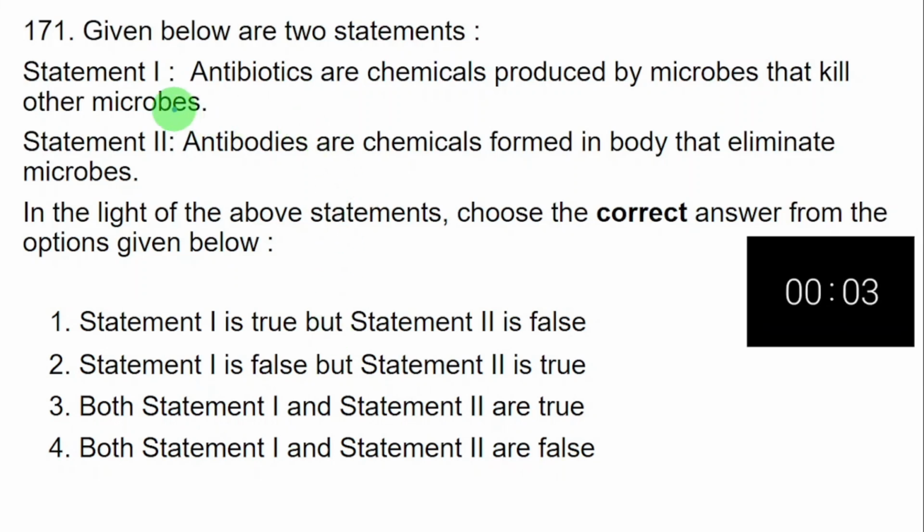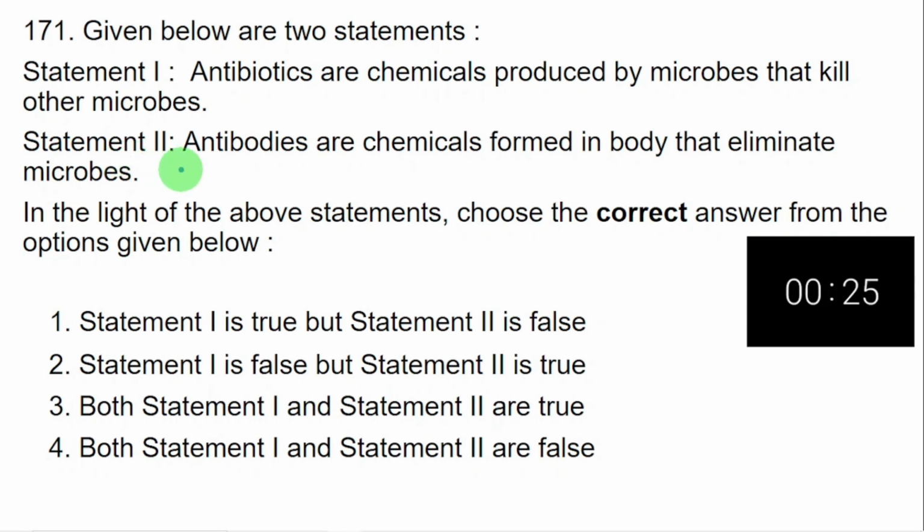Two statement question. Statement 1 says antibiotics are chemicals, correct, produced by microbes, yes, that kill other microbes, correct. So penicillin is produced by Penicillium, it inhibits staphylococci and it is called antibiotic. So statement 1 is correct.